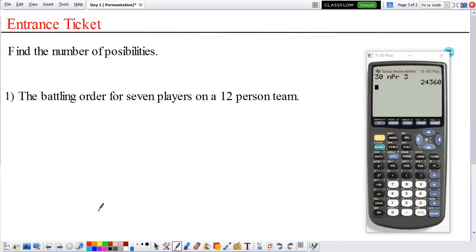So now, here's your entrance ticket. Just find the number of possibilities for the batting order for 7 players on a 12-person team.